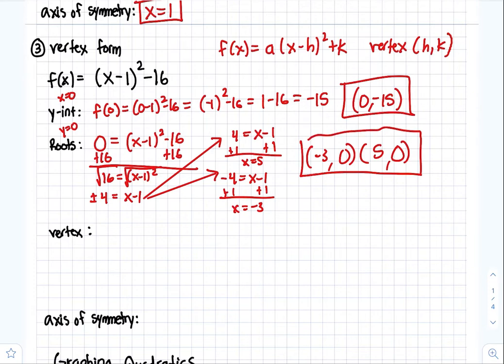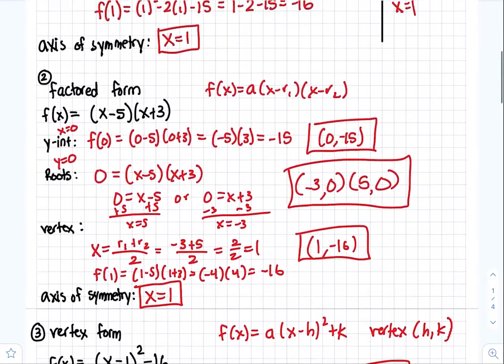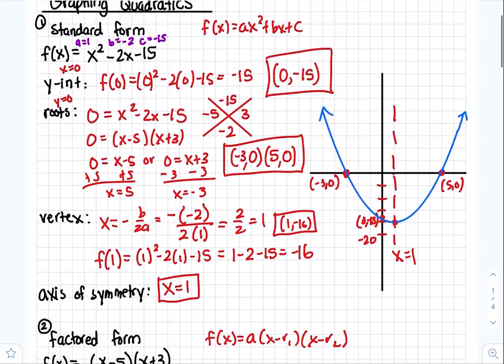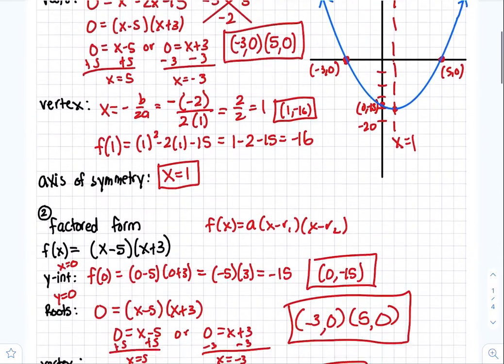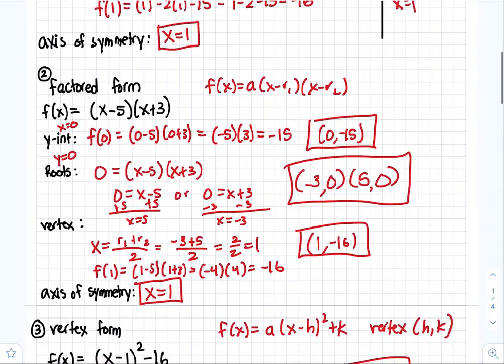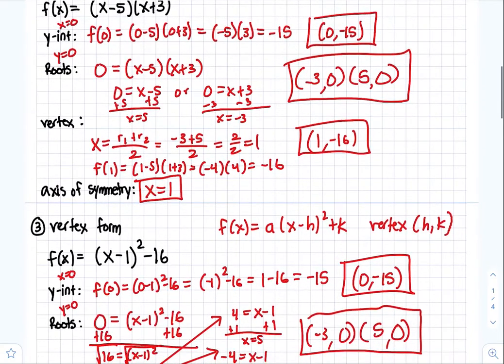Now, since we have vertex form, right, we can instantly find the vertex. Your vertex is the opposite of this, which is 1, and the same as this, which is negative 16. And your axis of symmetry is the x value of the vertex, which is 1. So again, the graph is what we did here in standard form, right? The focus of today is making sure you have the process down.